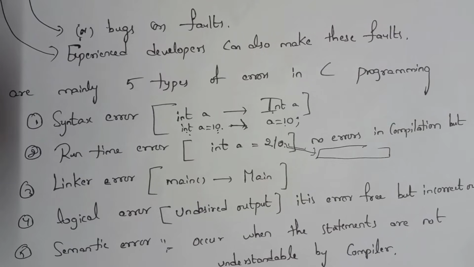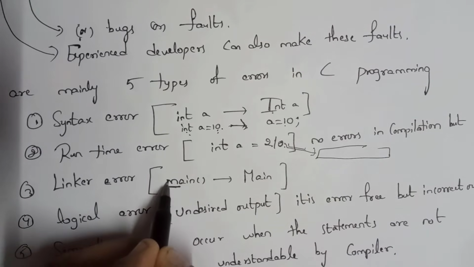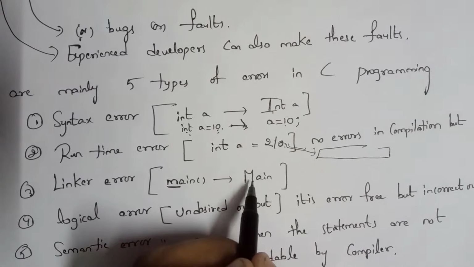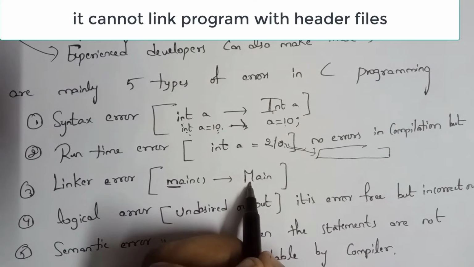Third one is linker error. In the main function you need to write m as a small letter, but instead of taking m as small, if you write M as a capital letter, then it is considered a linker error.